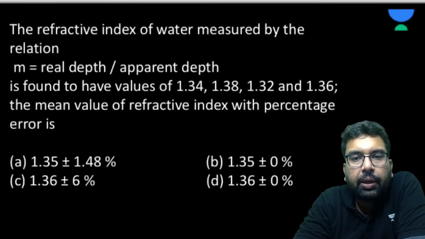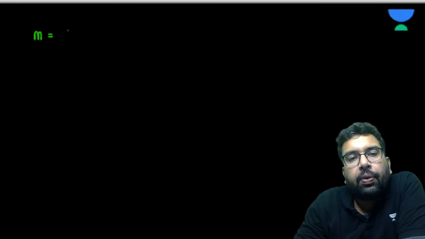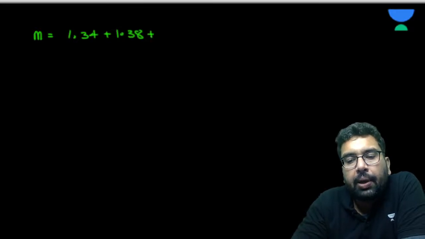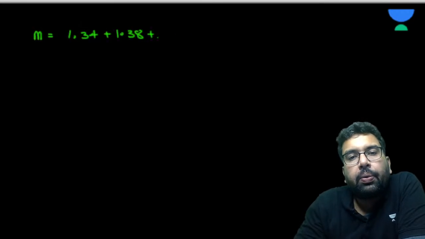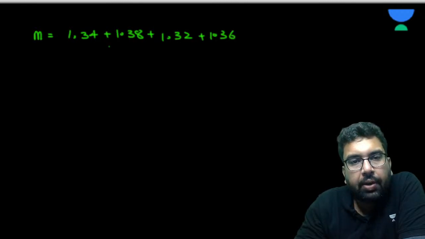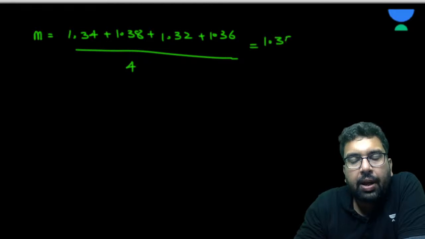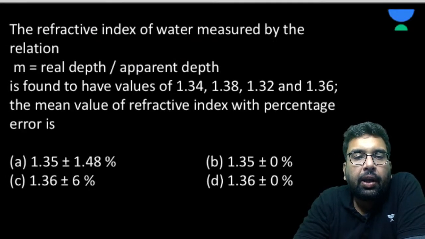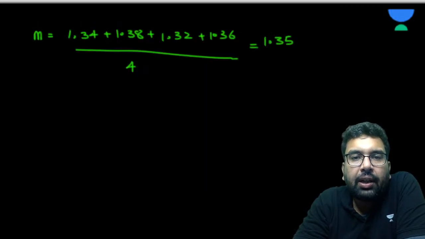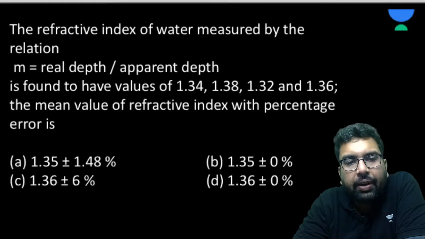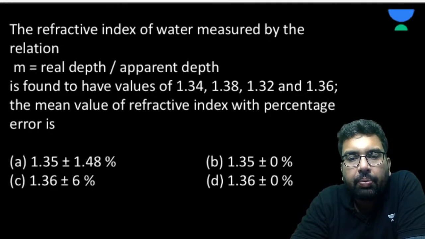So it is going to be 1.34 plus 1.38 plus 1.32 plus 1.36 divided by 4, right? So from here we are getting the true value is 1.35. So see, C and D are out of question. Now see, it is very clear to me. First of all, right away you can answer it as option A, because definitely there will be some error. So it cannot be zero error.